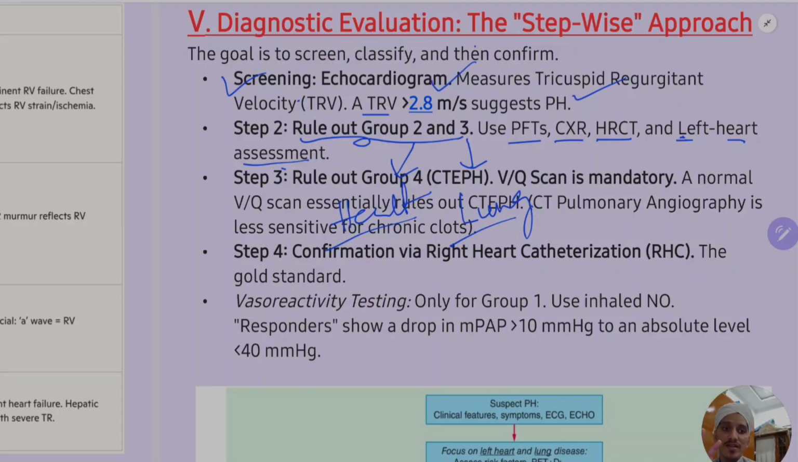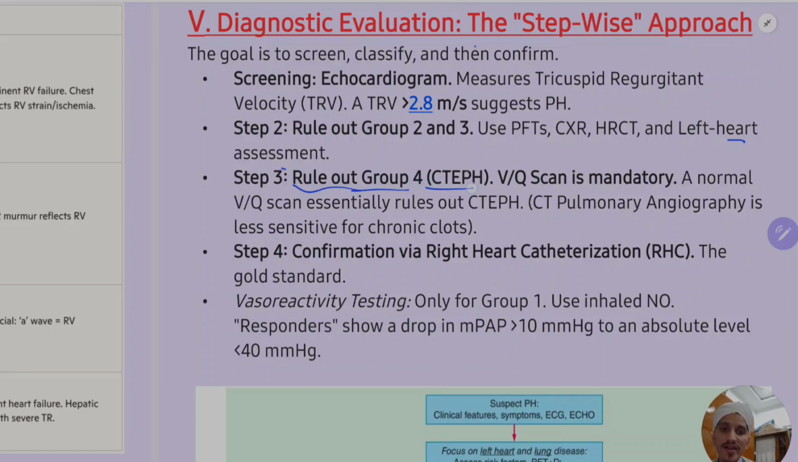So by that you will see the heart also by 2D echo itself. For lung, you will need to do PFTs, chest X-ray, and HRCT. So you will rule out group 2 and 3. Having ruled out group 2 and 3, then you will rule out group 4.